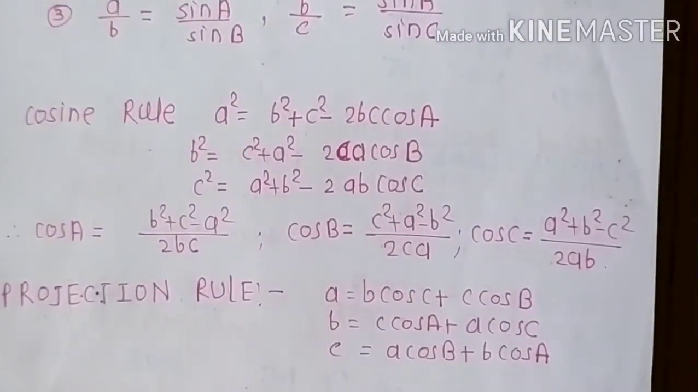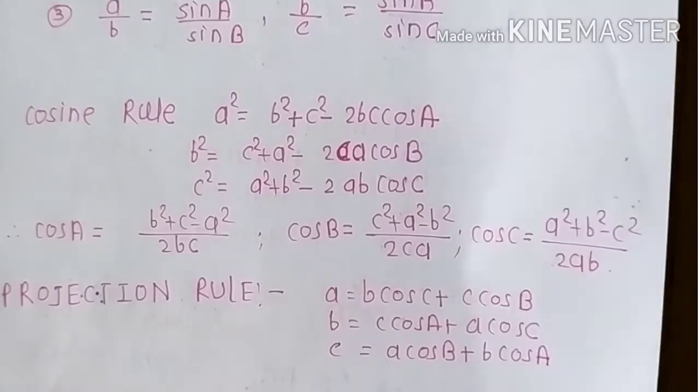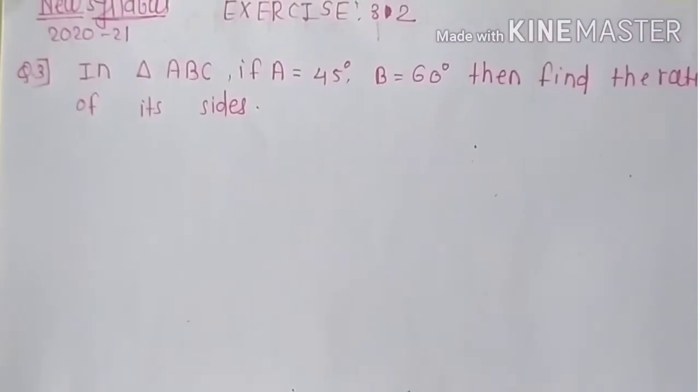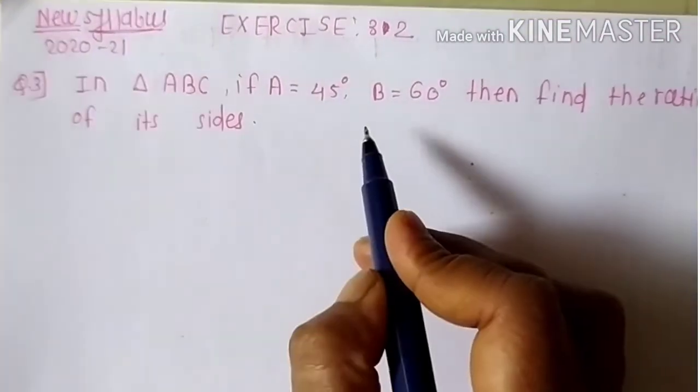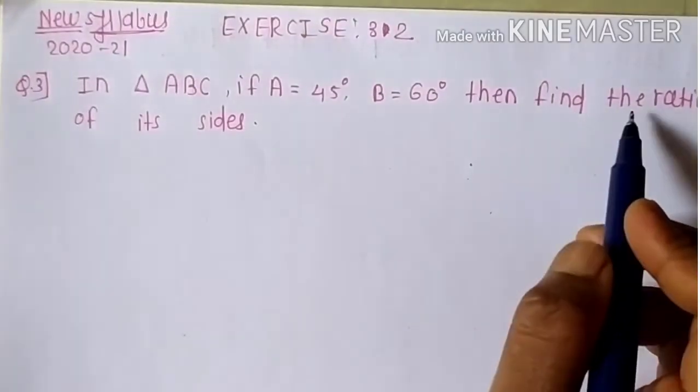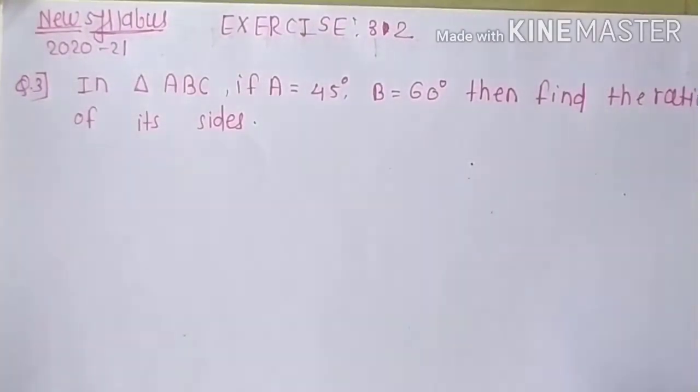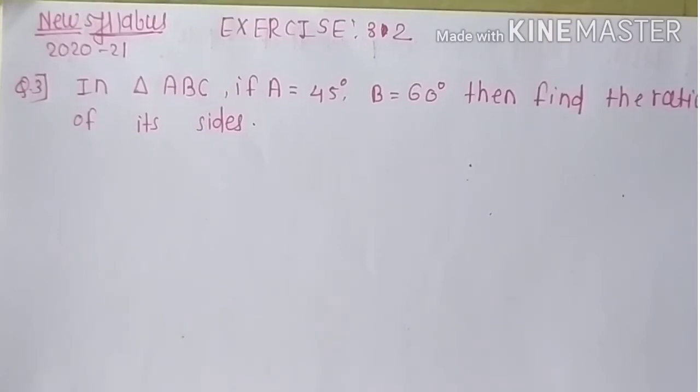Okay, then we start our question number 1. What are we given? In triangle ABC, angle A is given and angle B is given, and it is required to find the ratio of its sides. Whenever the question asks to find the relation between angle and side, always use the sine rule. Here we have to find the ratio of its sides.